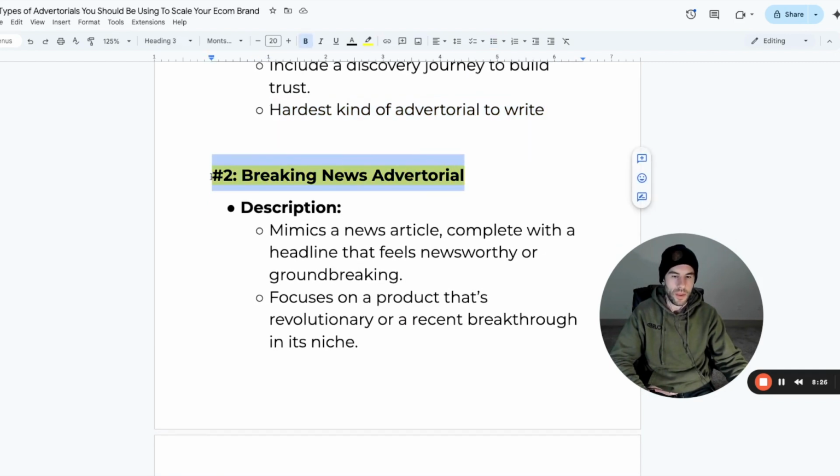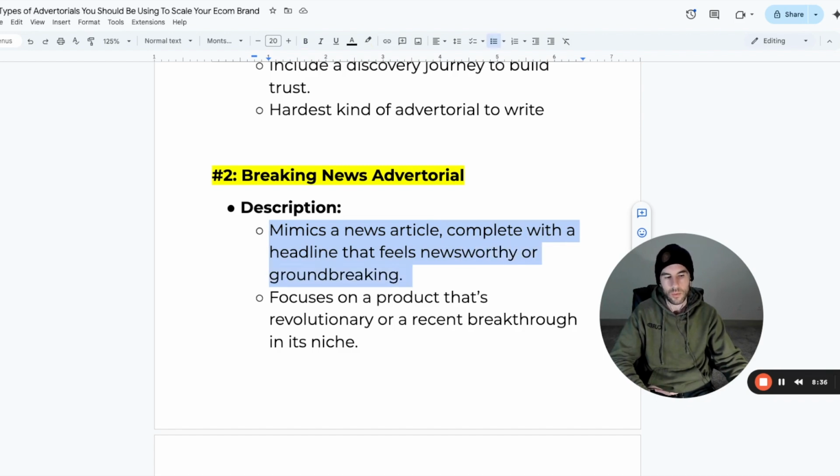Next up, we have the breaking news advertorial, and these are going to mimic a news article, and they're going to come complete with a headline that feels newsworthy or groundbreaking. Just like news does a great job of highlighting different breakthroughs or things that feel very newsworthy and new to people and exciting, that's really what you want to mimic in these advertorials, but specifically in the headline. It's going to be really important.